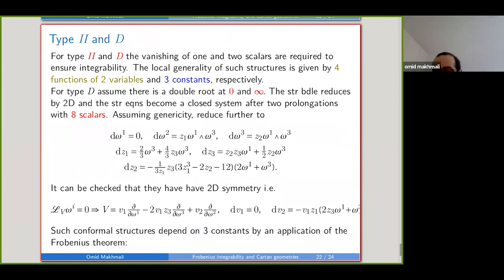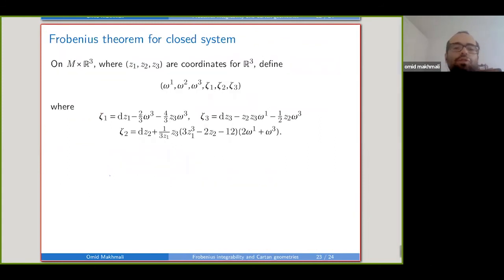But I would like to end this lecture by showing how having these relations shows that these structures depend on three constants, which is again an application of the Frobenius theorem. So we have a closed system, three one-forms and three scalar functions. To do this, just form the product of M with R3, where R3 is parametrized by Z1 to Z3. And on this six-dimensional space, define these one-forms this way. So these are linearly independent.